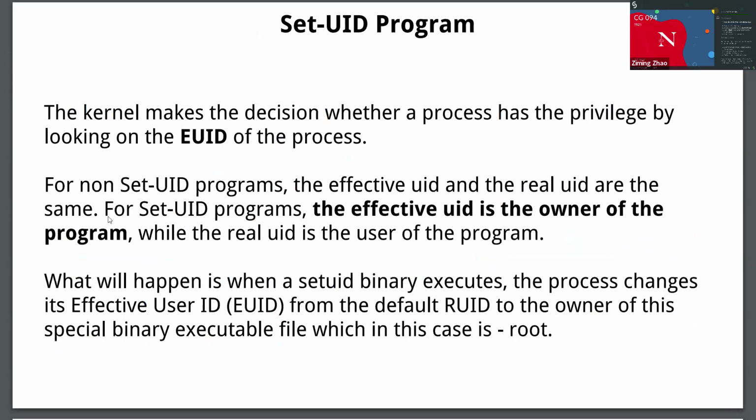Set UID programs are programs, so they are in the file system. You can make those files, the programs in the file system, set UID programs. There are commands to do that. If a program is marked as a set UID program, when it is executed, the effective UID is not the real UID. The real UID is whoever is running this. If this is a set UID program, the effective UID is the owner of this program. Okay, not whoever runs this.